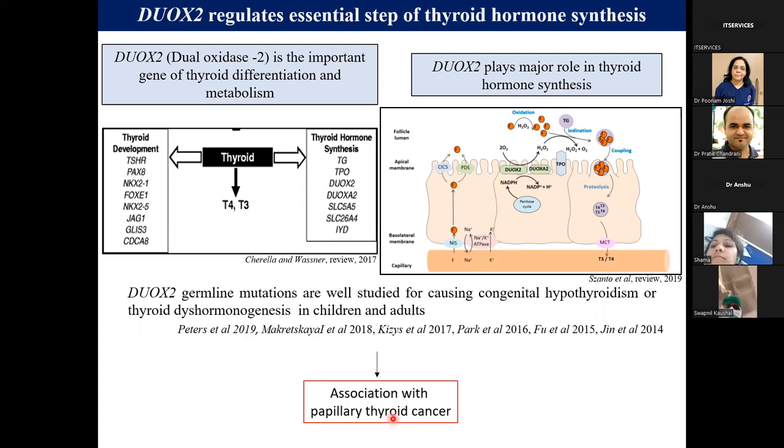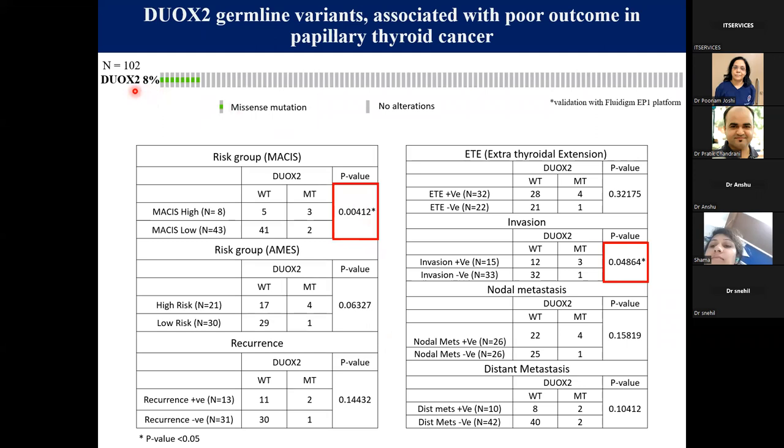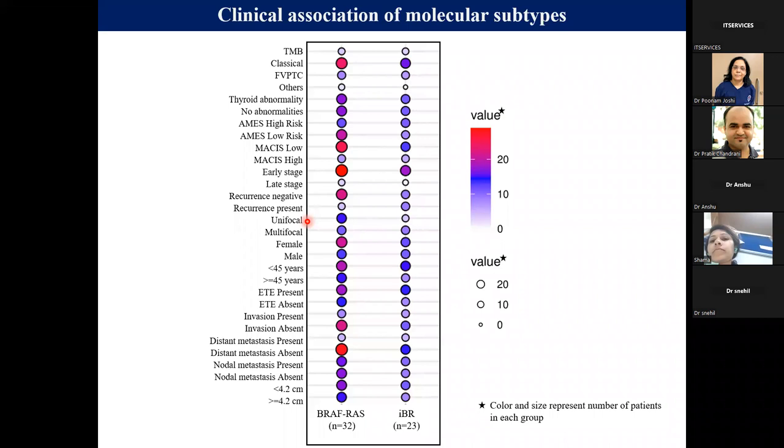So what we did was find all the DUOX2 altered patients for clinical association studies, and we find that all the mutated patients have a much poorer clinical outcome. They have a much higher score than the other patients, and this is also highly invasive. So all the mutant patients are more invasive in nature. However, this study is limited by a small number of patients as of now, and more patients should be added in a follow-up study. But this data indicates that there is some kind of clinical outcome association of DUOX2 alteration.